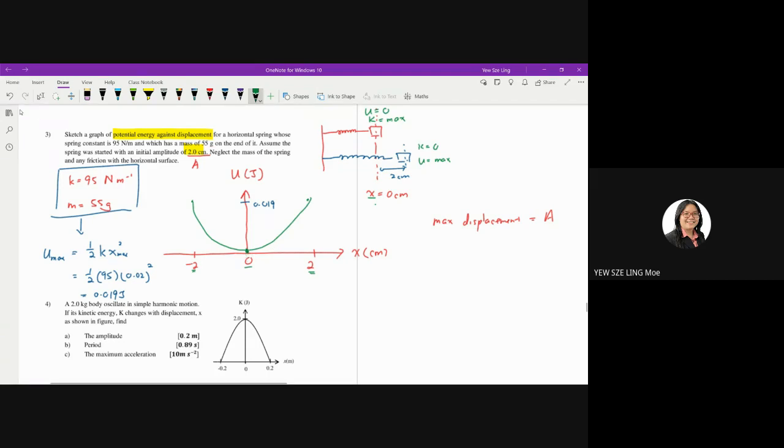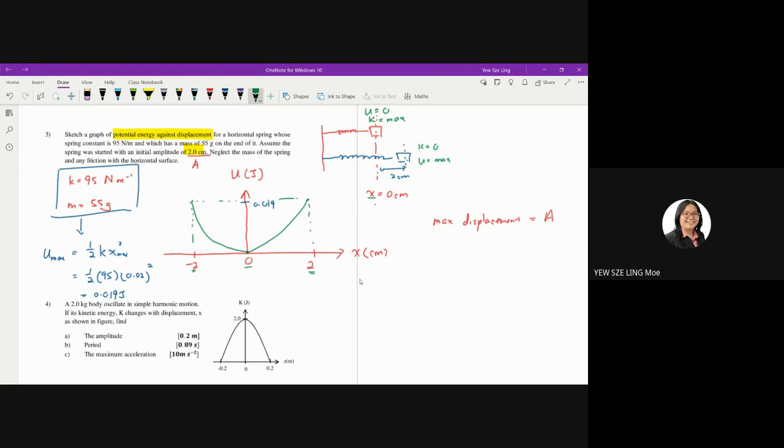Here's 0. Past 0, it touched 0 and then it goes to the maximum value. So it is a U-shaped graph where you have a maximum and minimum at 2 and negative 2 cm. So done. This is a complete sketch for question number 3.